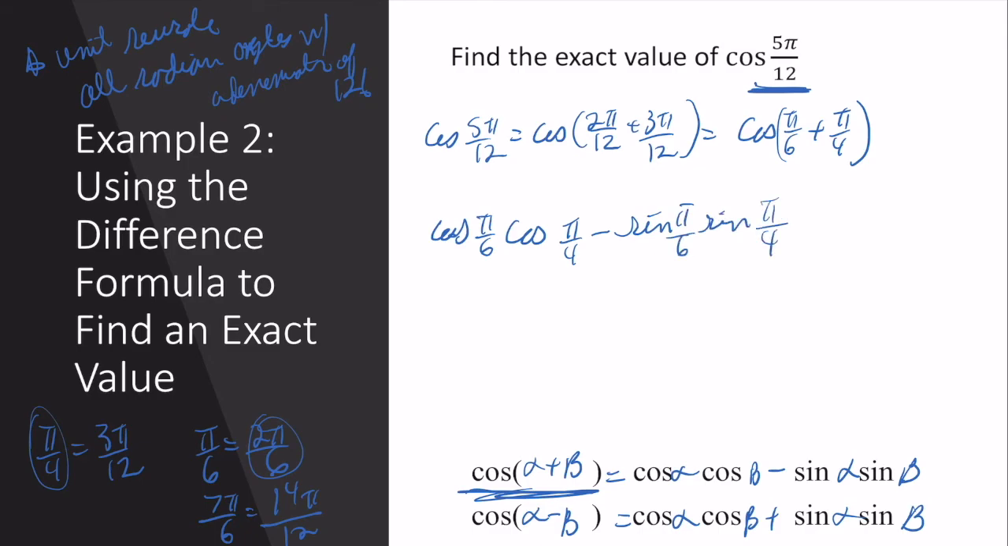Well, the cosine of pi over 6 is the square root of 3 over 2. Cosine of pi over 4 is the square root of 2 over 2, right? That's 45 degrees. Minus sine of pi over 6, that's 1/2. Sine of pi over 4, square root of 2 over 2. Again, all of this from the unit circle.